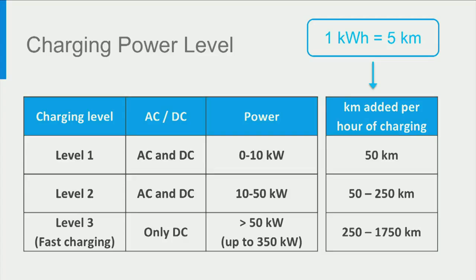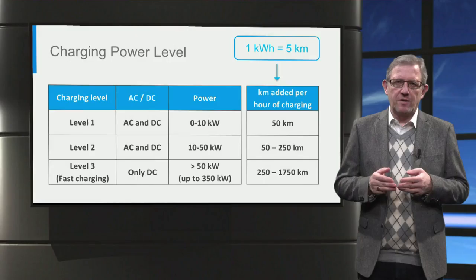If we assume that an electric vehicle can drive 5 km using 1 kWh of energy, these charging powers can be translated into kilometers of range that can be added per hour of charging. We can easily see how level 1 and level 2 charging is sufficient for daily commuting needs, and level 3 charging is useful for quick highway charging.